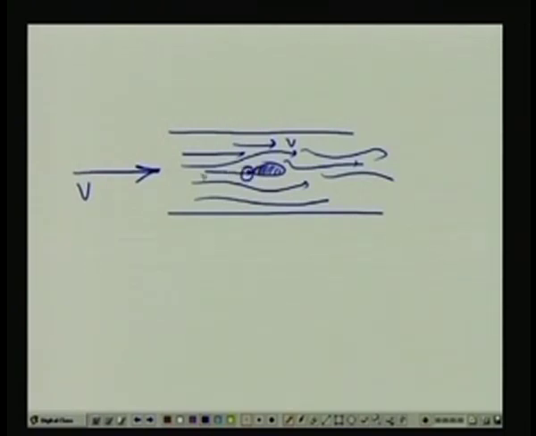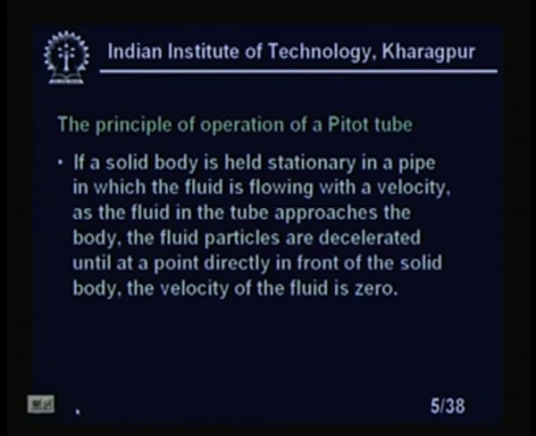Using these principles people developed the pitot tube, right. So again I will repeat, if a solid body is held stationary in a pipe in which the fluid is flowing with a velocity, as the fluid in the tube approaches the solid body, the fluid particles are decelerated until at a point directly in front of the solid body the velocity of the fluid is 0, right.